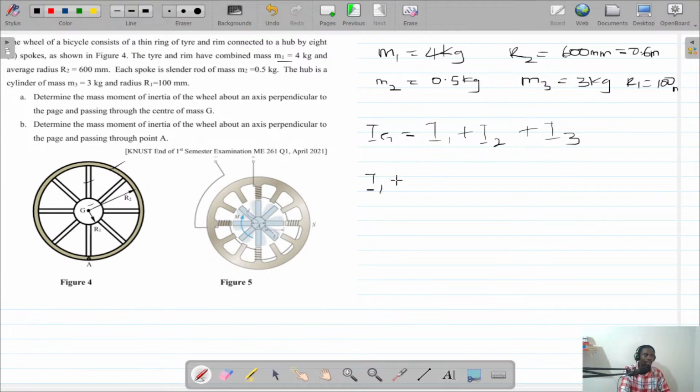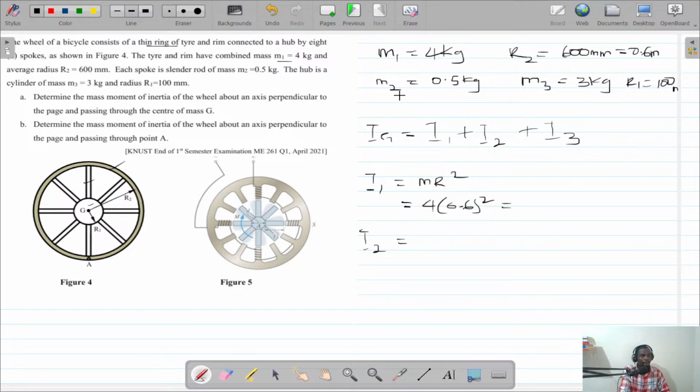So I1 will be equal to, the rim is considered as a what? A ring. So the formula is m r squared. The mass is 4 and the radius is 0.6 meters, so 0.6 squared. Kindly look for the answer and post it in the chat room for me.